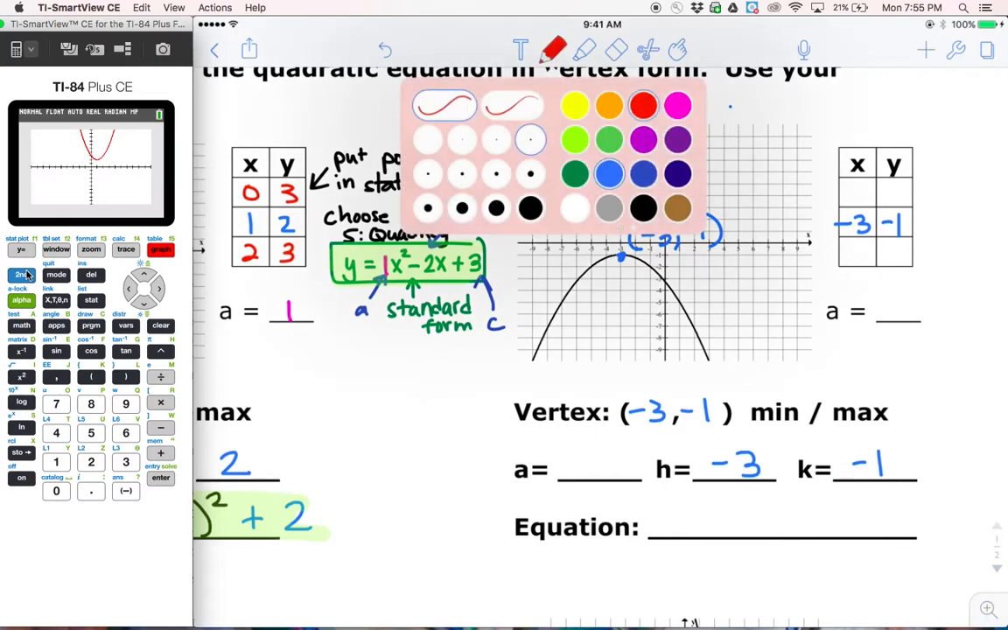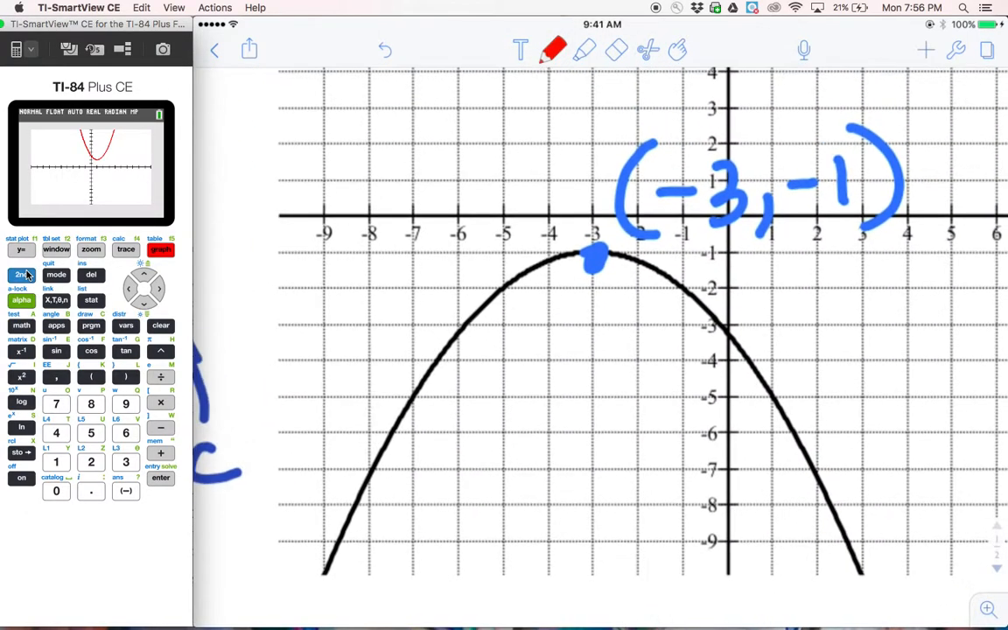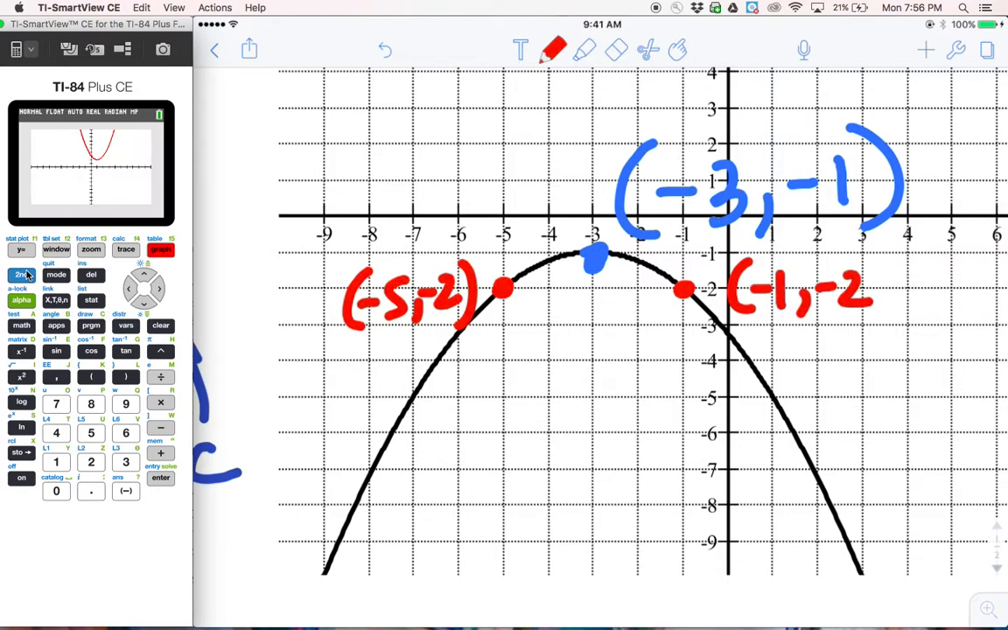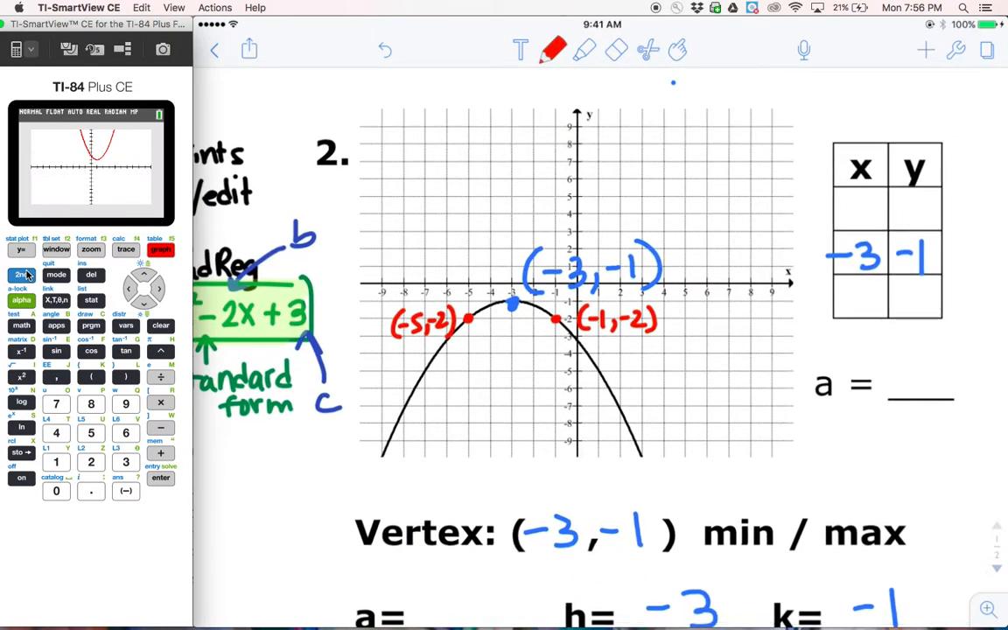Now we need a couple more good points. So I'm thinking this one looks pretty good. That's going to be -5, -2. And that one looks pretty good, -1, -2. So those numbers are going to go in my table.